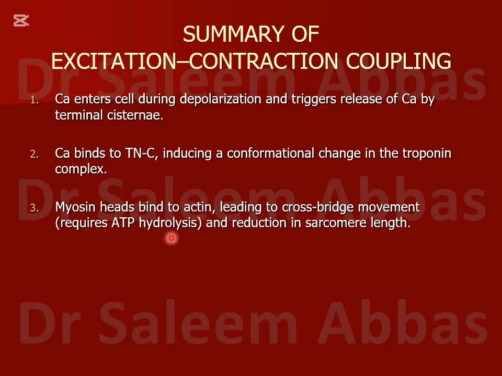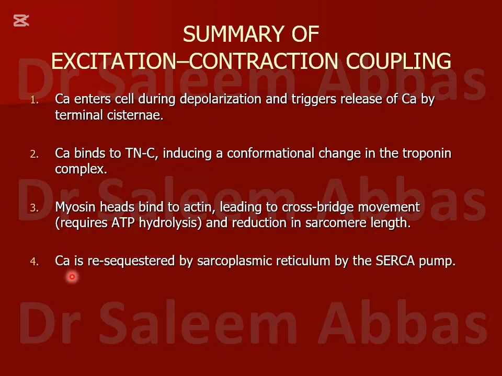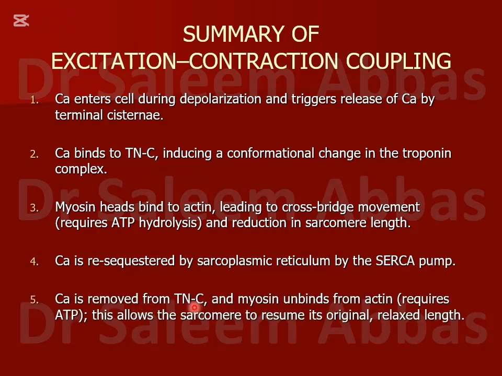This requires ATP hydrolysis and reduction in the sarcomere length. Then the calcium is resequestered by the sarcoplasmic reticulum, and the calcium is removed from the troponin C, and myosin detaches from, or unbinds from, the actin. This also requires ATP, and this allows the sarcomere to resume its original relaxed length. So this is how an action potential is converted into a mechanical process, that is contraction followed by a relaxation.